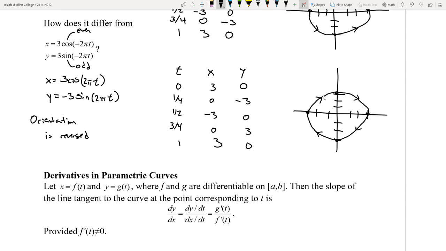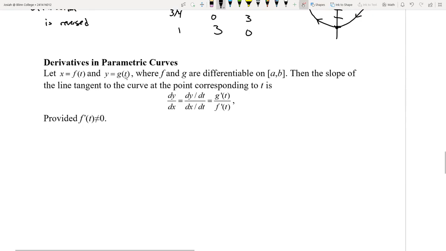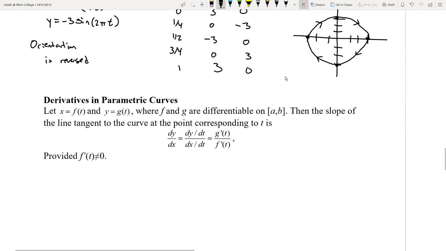Typically in Calc 1, we would actually take this and break it into two different functions, kind of the top half, bottom half. But since we have defined things as functions of t, we can find a derivative that works for any point on this in relation to t.